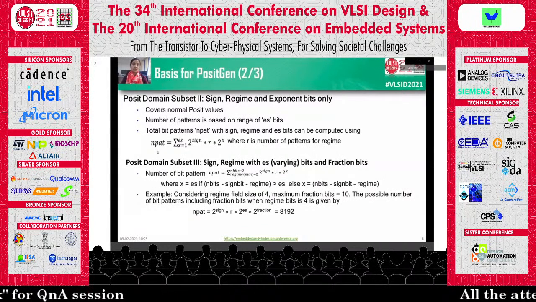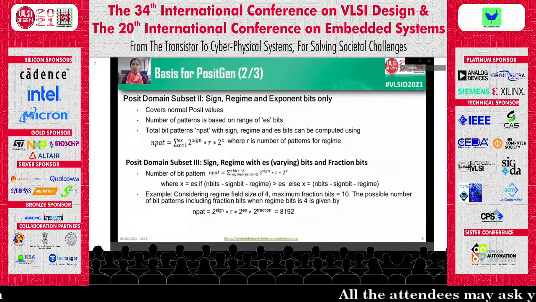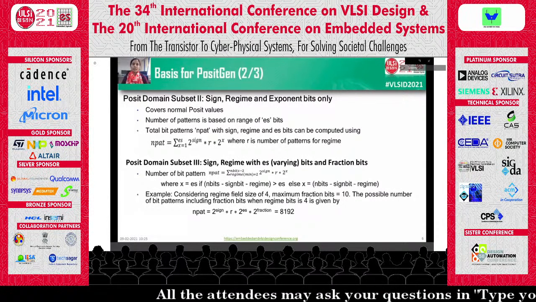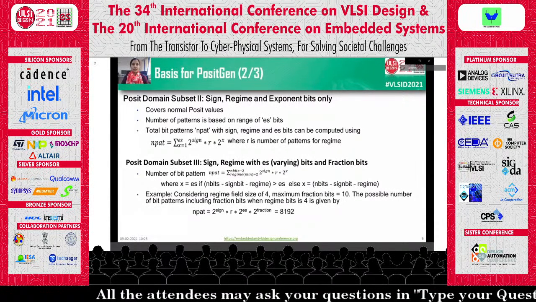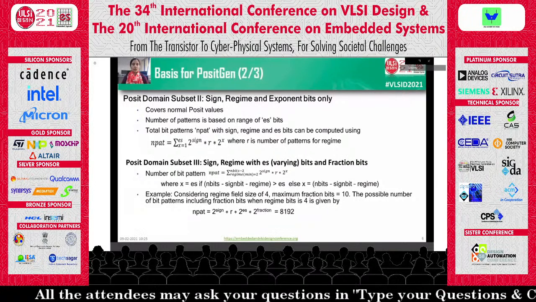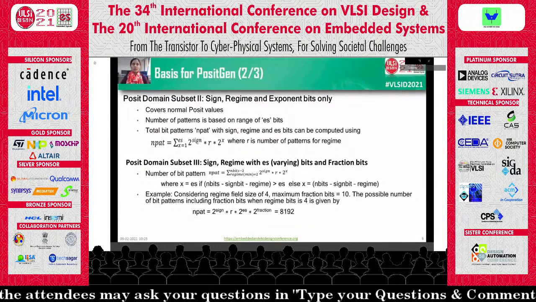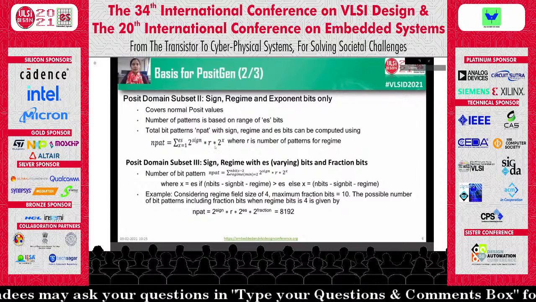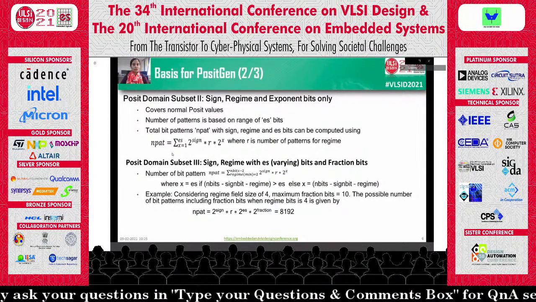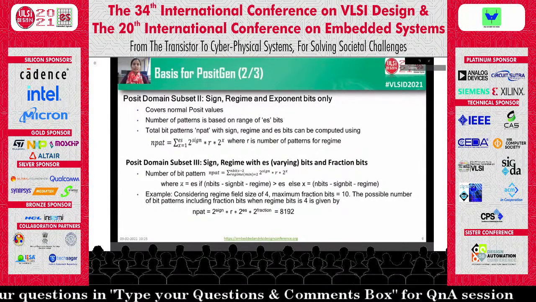POSIT domain subset 2 includes sign, regime and exponent bits only. It covers normal POSIT values. The number of bit patterns is based on the range of ES bits. NPAT can be calculated by using an equation where NPAT is the sum of 2 raised to sign into R into 2 raised to X, as X goes from 1 to ES.